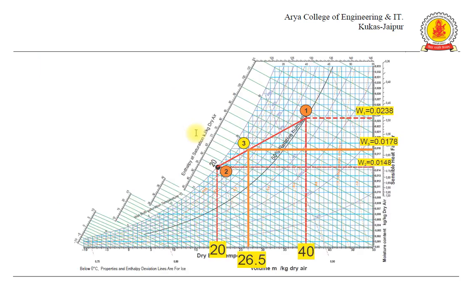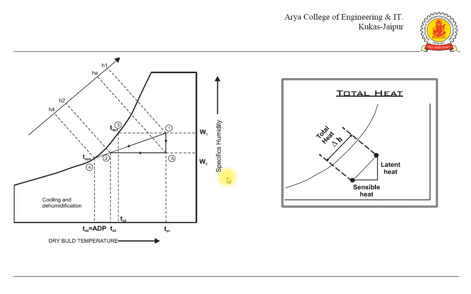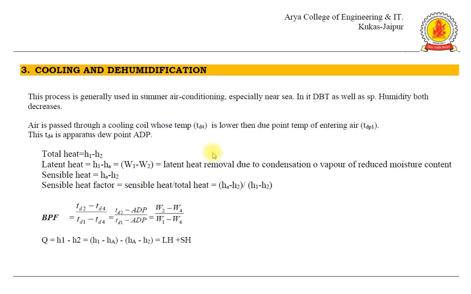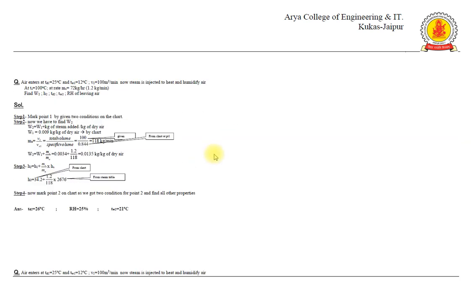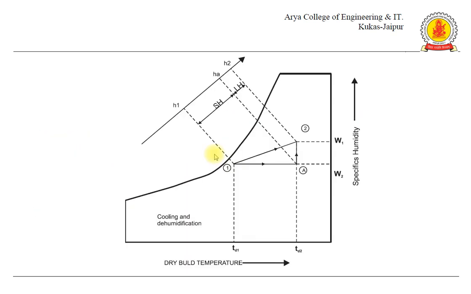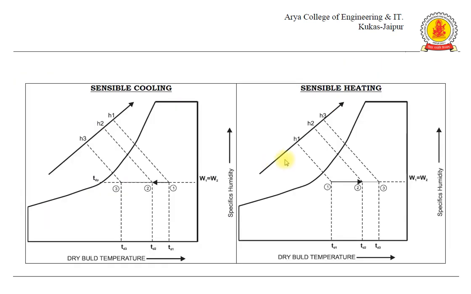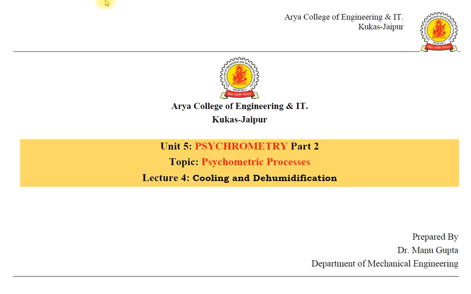And with this method of joining the points, knowing the process and which line these are following, we can also solve numericals for the previous articles, like cooling and dehumidification, cooling and humidification. Apart from that, heating and humidification, which is the line we are covering here. Apart from that, sensible heating and sensible cooling. We can solve them using this method shown here.